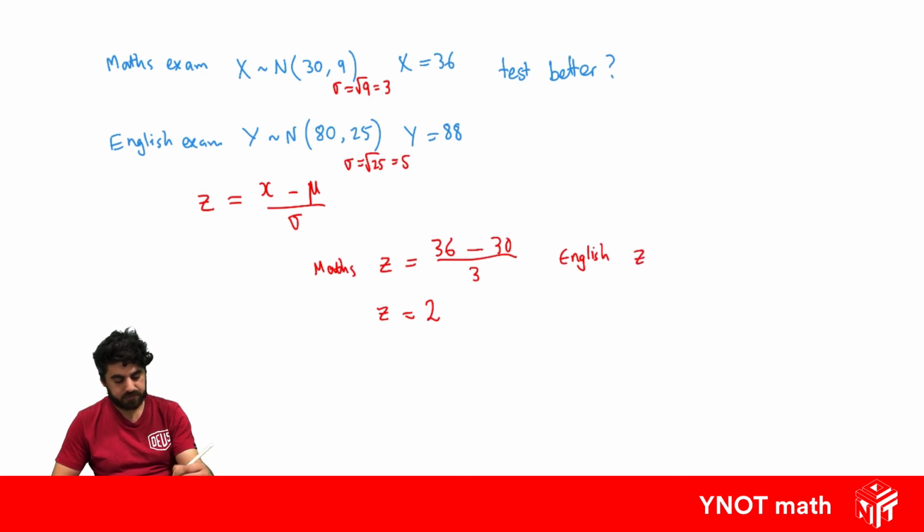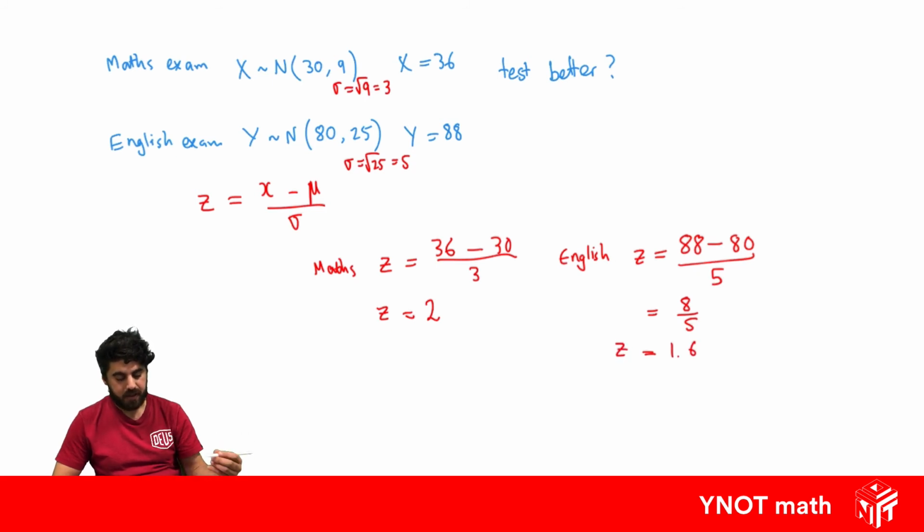For English, we find our Z score. That'll be the score we received, which was 88, minus the mean, which was 80, over the standard deviation, which was 5. So we get 88 minus 80, which is 8, over 5, which is 1.6 for the Z score. And now we can see that the Z score for the maths exam was higher, which means we performed better in the maths exam, as the Z score is higher.